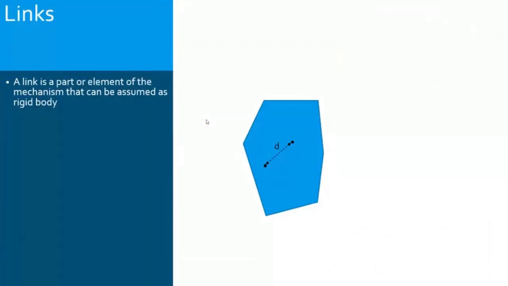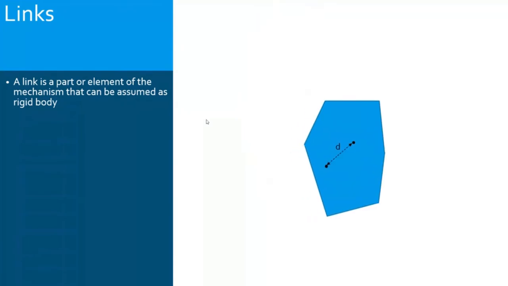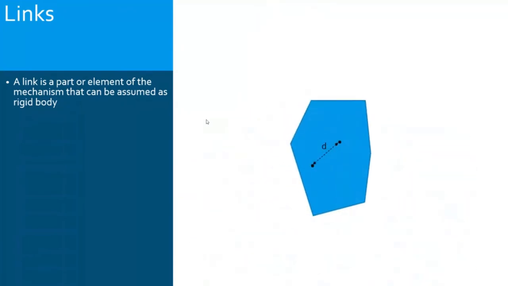So links. Links are, as I have said, and I insist on this point, the basic elements of a mechanism. They are mechanical parts: any mechanical part, any mechanical element, any mechanical body that can support forces, that can move, and for which I can assume that it is a rigid body. A rigid body, I insist, basic definition that I have.